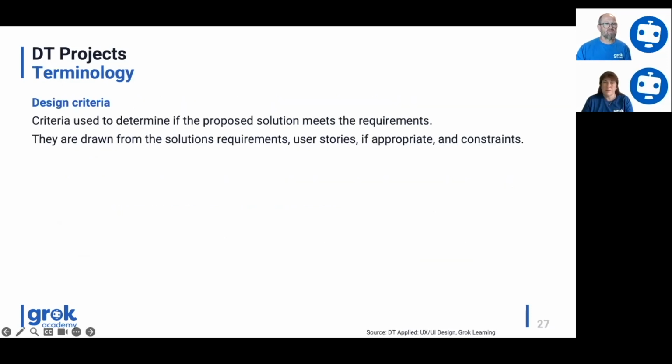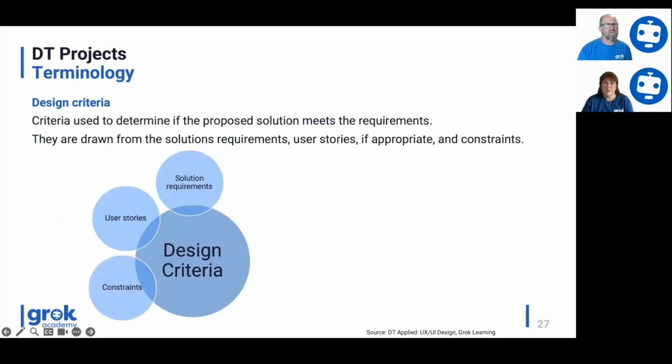The other element of this that we talked about is design criteria. A really simple definition here is that design criteria is used to determine if the proposed solution meets the requirements. They come from, and there are three elements here: solution requirements, user stories, and the constraints, which are the things that limit how you can create your particular solution. So we'll go through a little bit of an example here.